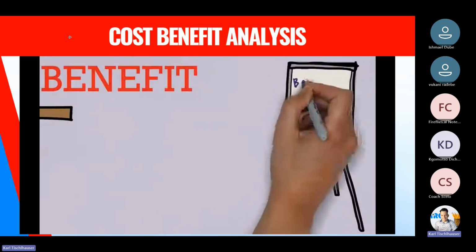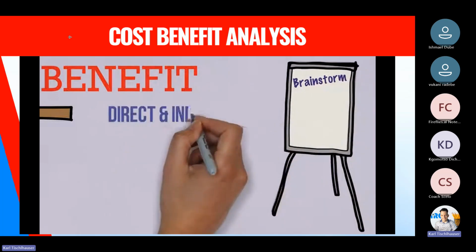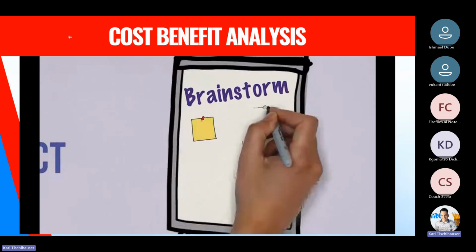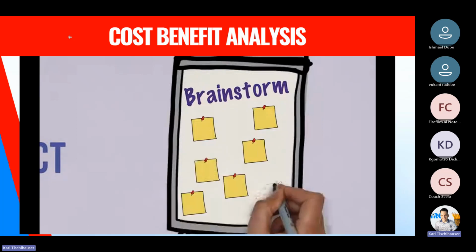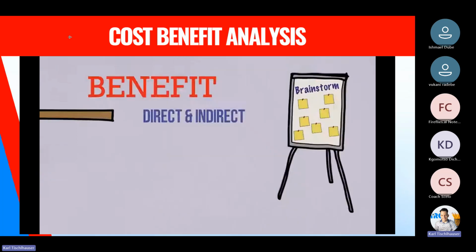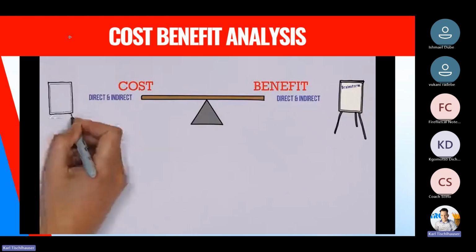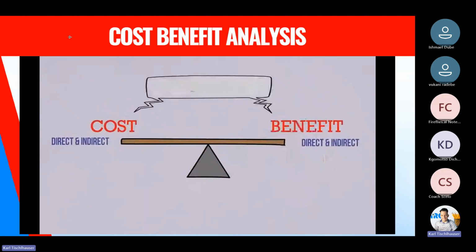So how do we do that? Firstly, brainstorm all the benefits of the project, both direct and indirect, and make a list of these. At this point, if there aren't many benefits, your project may not be viable. Then do the same for all costs, both direct and indirect, associated with your project. Try to anticipate any unexpected costs and benefits by considering what may change over the lifetime of the project.